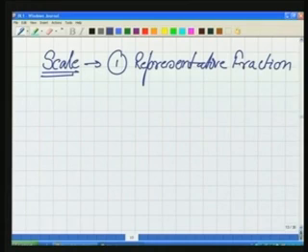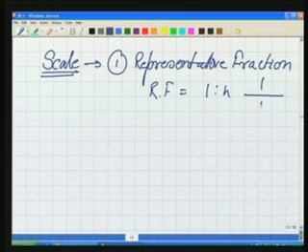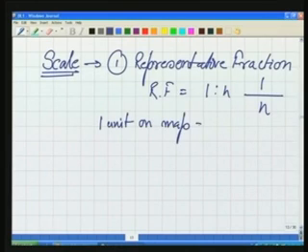What is this? We write this representative fraction, also referred to as RF, as 1:n. Also many times we write it as 1/n. What is the meaning of this? The meaning of this is 1 unit on map is equal to n units on ground.